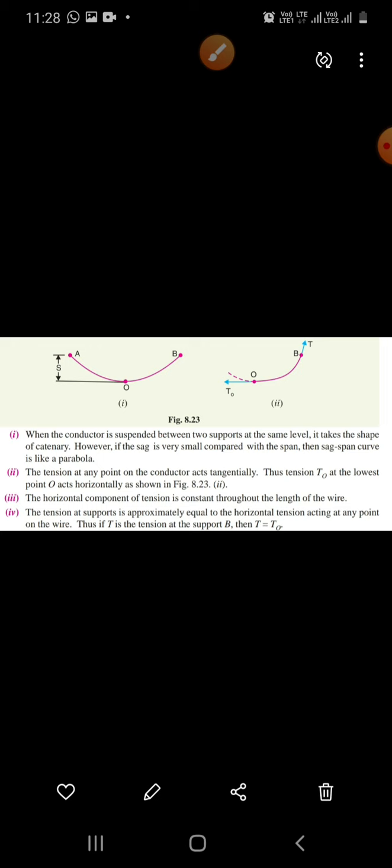So the horizontal component of tension is constant throughout the length of the wire. The tension at the support is approximately equal to the horizontal tension acting at any point on the wire. Thus, if T is the tension at the support B, then T is equal to T0.